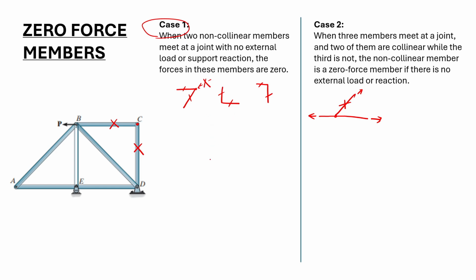We can also verify this by looking at the free body diagram at point C. Let's say this is force FBC and this is force FCD. We know the equation of equilibrium: summation of forces in the vertical direction would be 0, considering upward forces to be positive. Then negative FCD would be 0, so the force in member CD is 0.